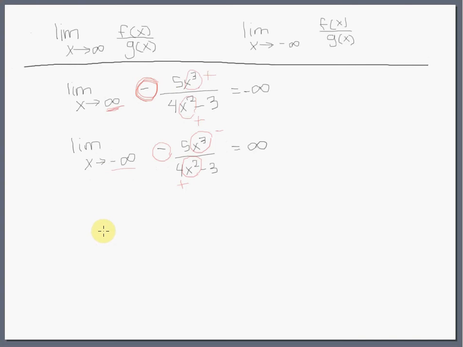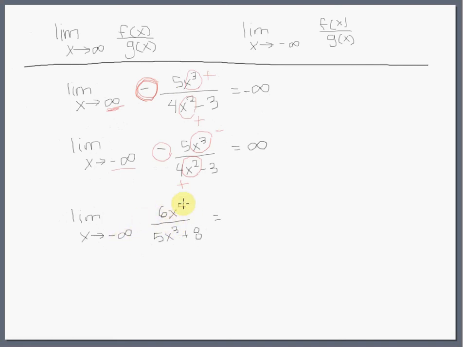As you're going through that, you have to pay attention to those signs to know if it's positive or negative infinity. Let's do one more example of this. Let's take the limit as x approaches negative infinity of, let's say, 6x to the 4th all over 5x cubed plus 8.